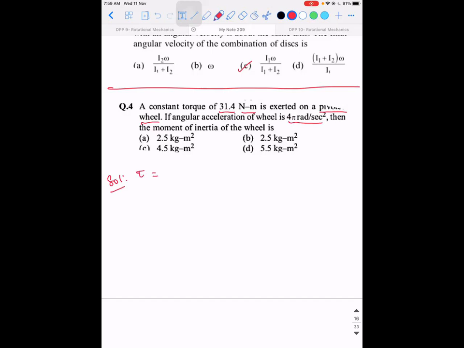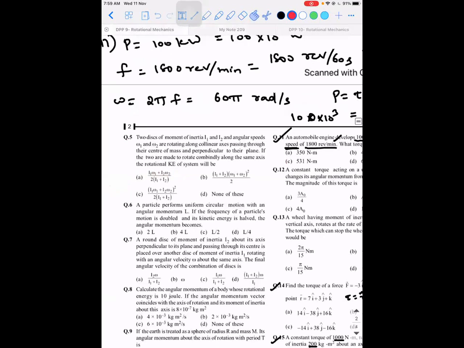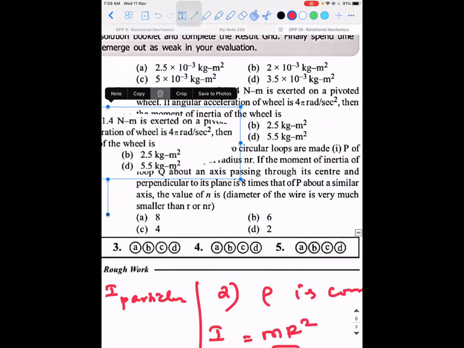So what are all the data that is given? Torque is equal to 31.4 Newton meter. Angular acceleration is 4 pi radians per second square. Moment of inertia? We know the torque is equal to I alpha, that's it, right? So 31.4 divided by 4 pi. Calculate, that will give you the answer. So that part I'm leaving it to you. Now we'll do the fifth one.